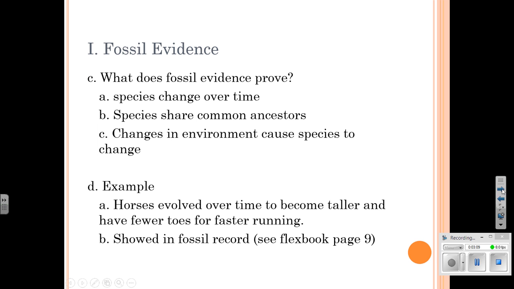So what is the fossil evidence proving? Basically that species are changing over time. We can actually see that slow progression. Oftentimes we'll see that they share a common ancestor. So we'll see several species that look alike, and in the fossil record we'll often see even a branching of that common ancestor. And then again, like I said, sometimes we can even trap environmental conditions.